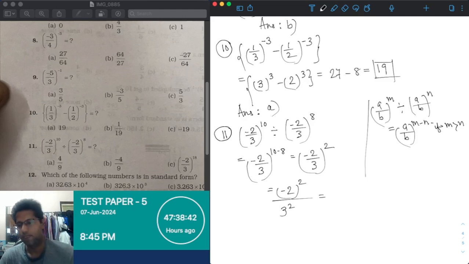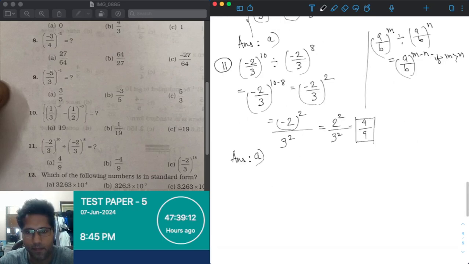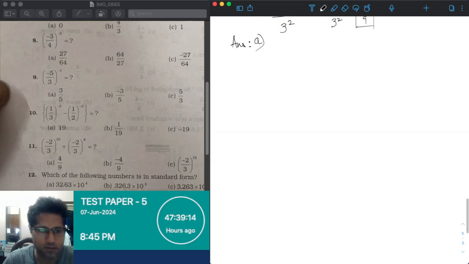Now minus 2 raised to the power 2 is 2 square, because the base is negative but the power is even, so it will be positive. So this is 2 square by 3 square, this is 4 by 9. So 4 by 9 is the result, and the answer is A. Answer is choice A. Okay, let's do question number 12.